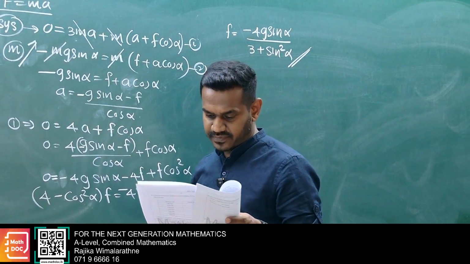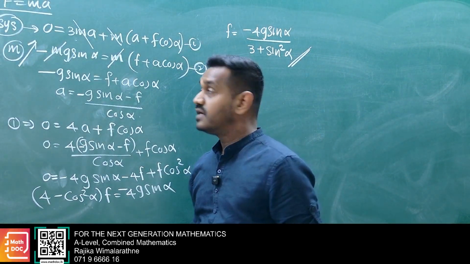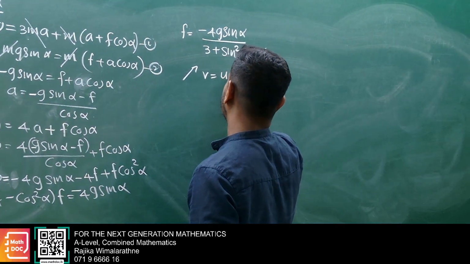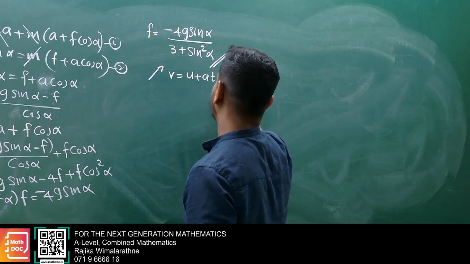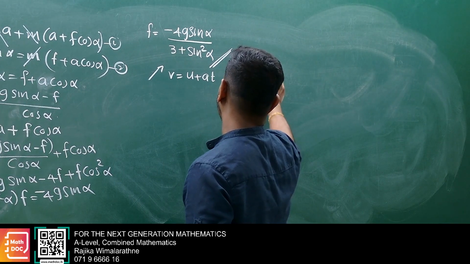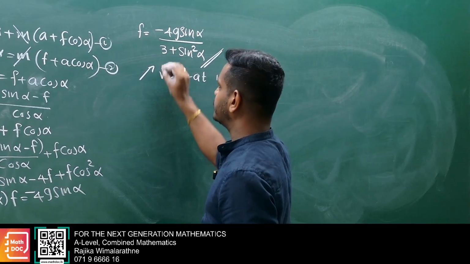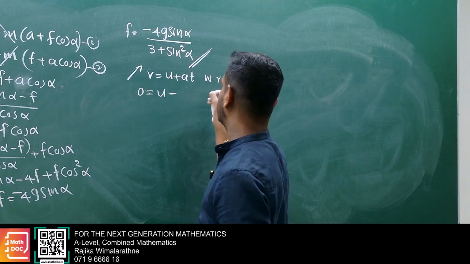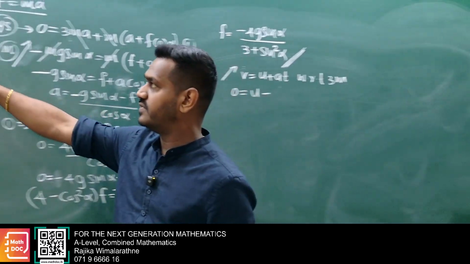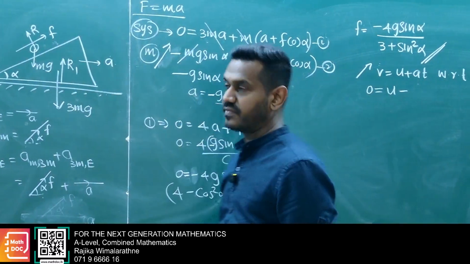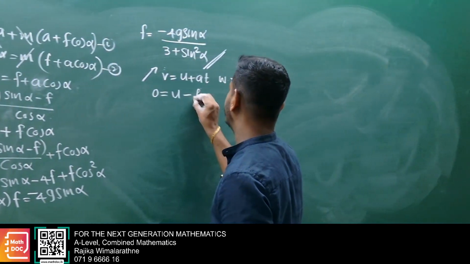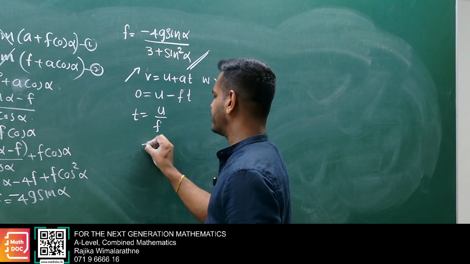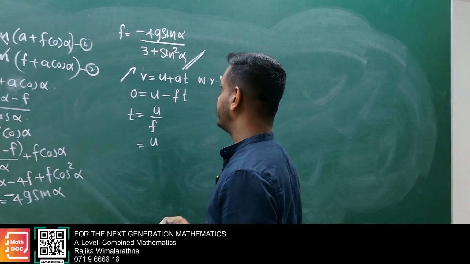Show that the particle reaches maximum height after time. So now you use v equals u plus at, with respect to 3m. When it comes to rest, the velocity is 0, with initial velocity u given. Here, with respect to 3m, it means its acceleration f. Then f t, so time equals u divided by f.